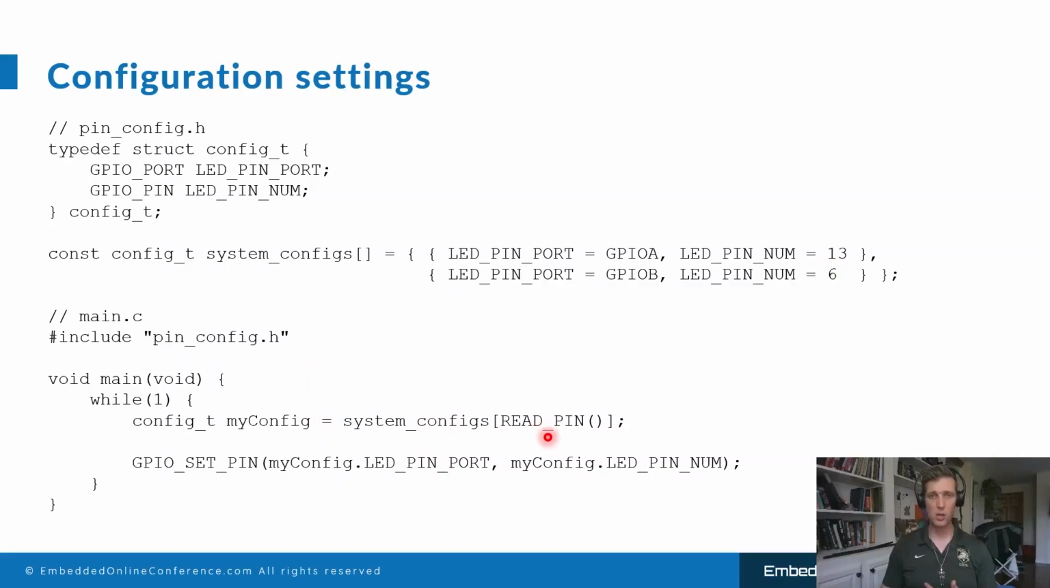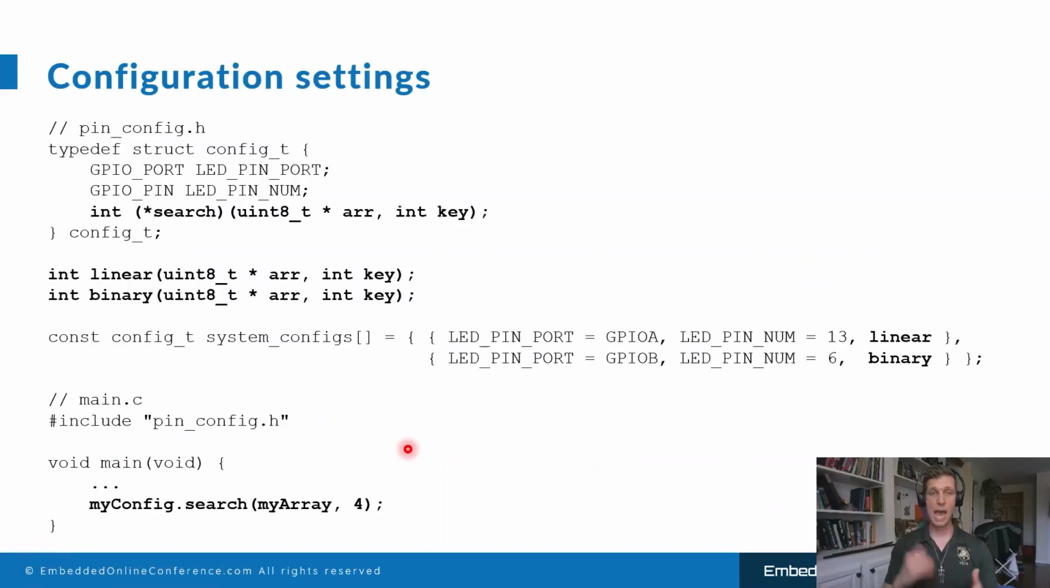And inside my code, let's say I'm going to read a little slide switch to control which configuration my system is in. I can access the correct set of configuration information by accessing into my lookup table, and now the code down here that sets the LED doesn't care which LED has been selected, it just turns on the correct one based on my configuration information.